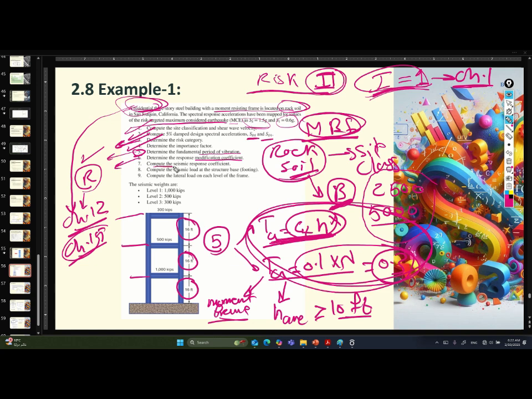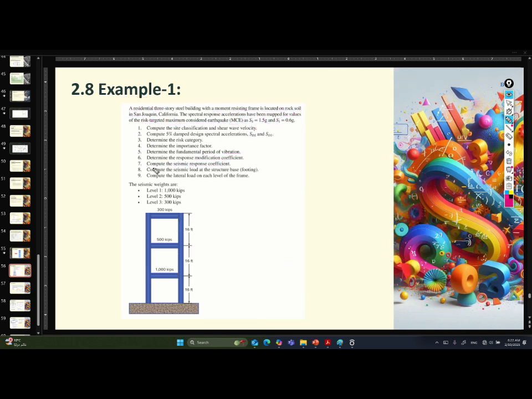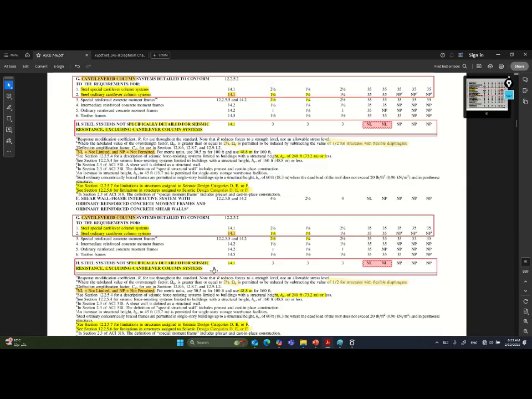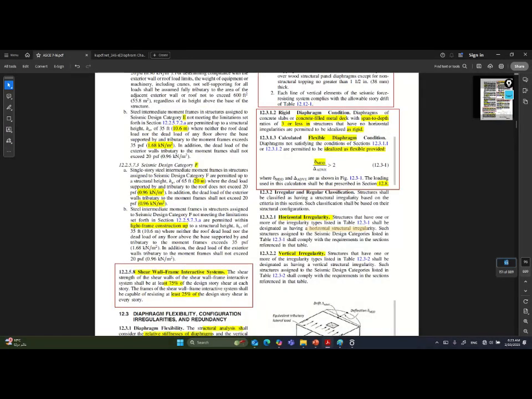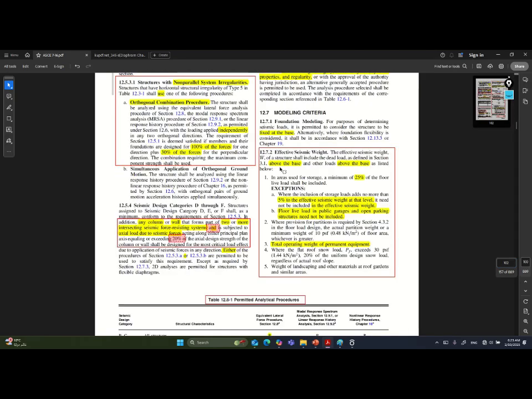He tells you to compute the seismic response coefficient. Okay, let me clear all of this. So we already finished all of this. Number 7: compute the seismic response coefficient. The seismic response coefficient is the Cs value. So I have my base shear equal to Cs multiplied by W, the effective weight. He tells me to calculate the Cs. We know from clause 12.8, which is equation 12.8-2, that is the Cs value.